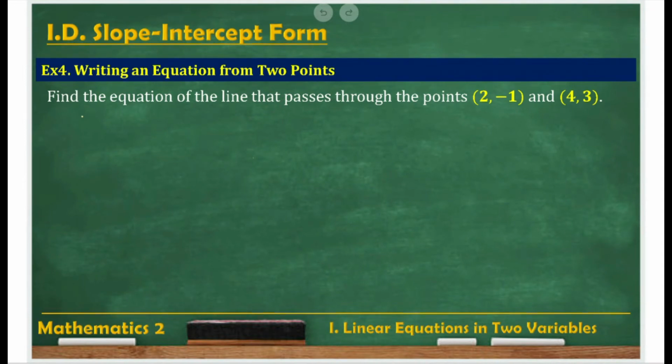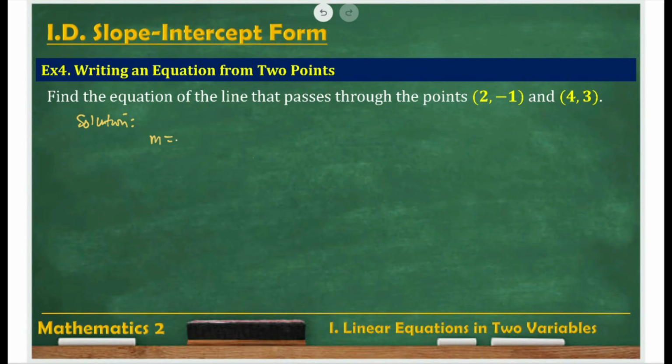Okay, so how about if we don't know what the y-intercept is? Suppose we are given two points on the line. Let's try to find the equation of the line that passes through the points (2, -1) and (4, 3). To solve this, we first need to determine the value of the slope. Here, we're going to make use of the slope formula.